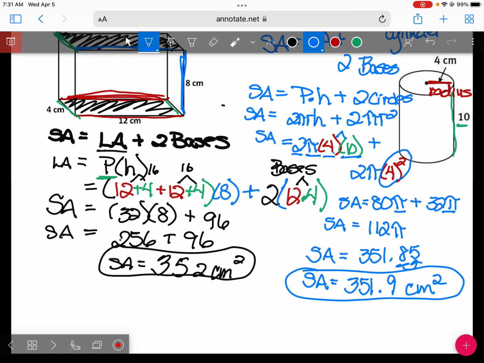Okay. All right. Surface area. Surface area. That is the name of the game.